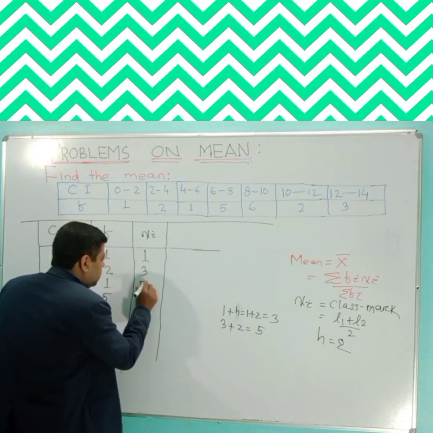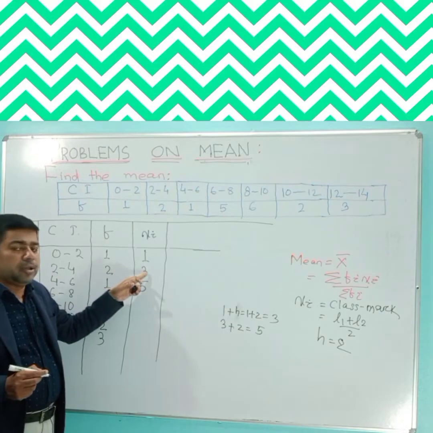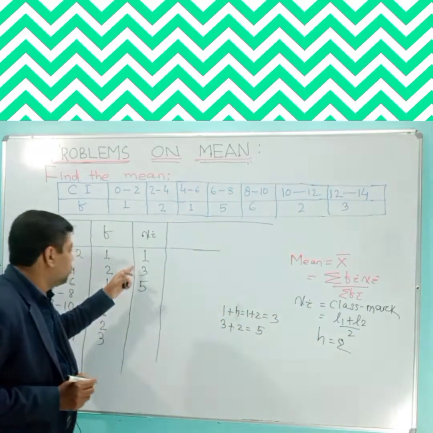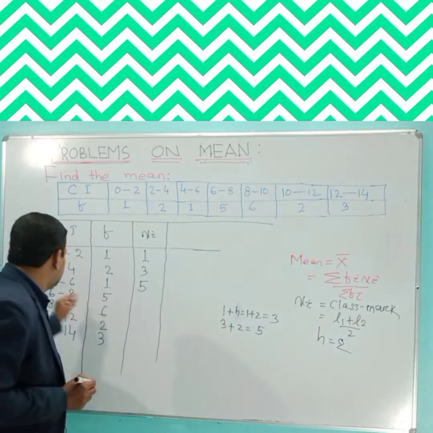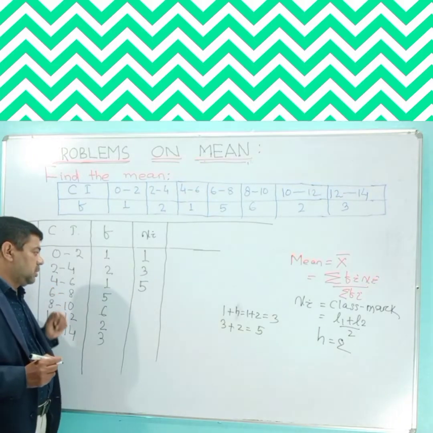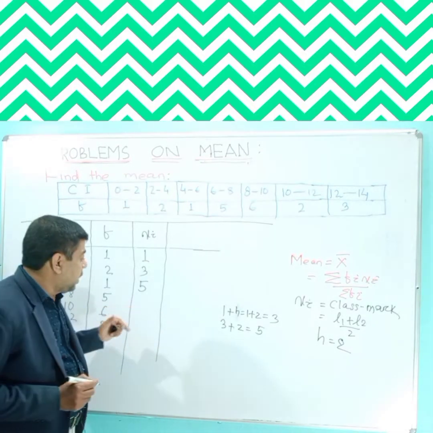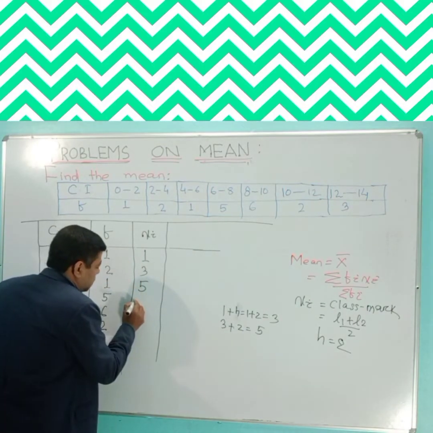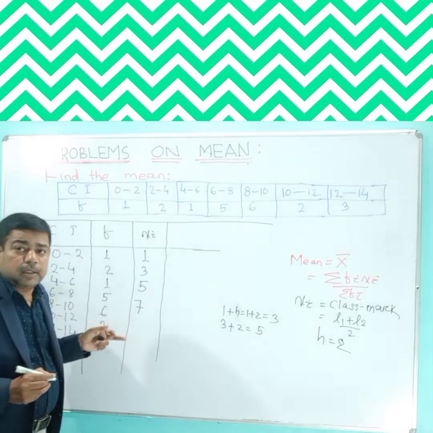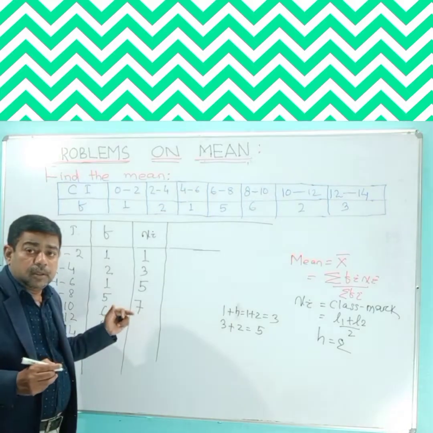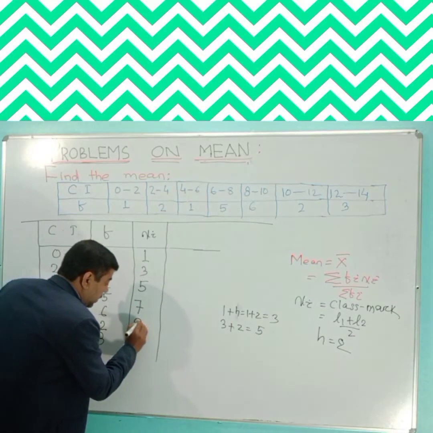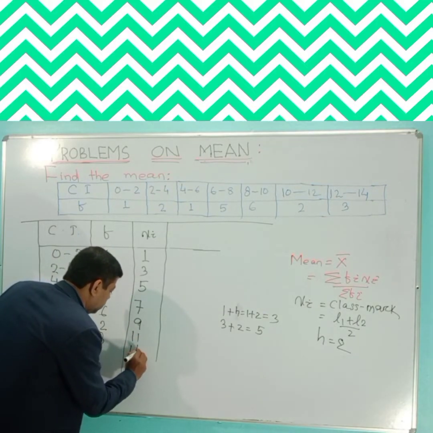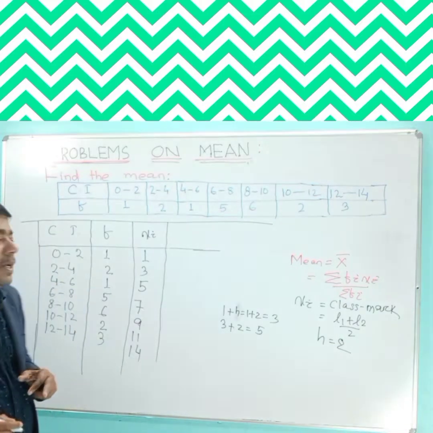Understand or not? By adding 3 plus 2, the class size h value is 2, so 3 plus 2 is 5. This is the class mark 5. For the third class interval, 4 to 6, similarly 5 plus 2 is 7. This is the class mark of the next class interval. Then 7 plus 2 is 9, 9 plus 2 is 11, and 11 plus 2 is 13.